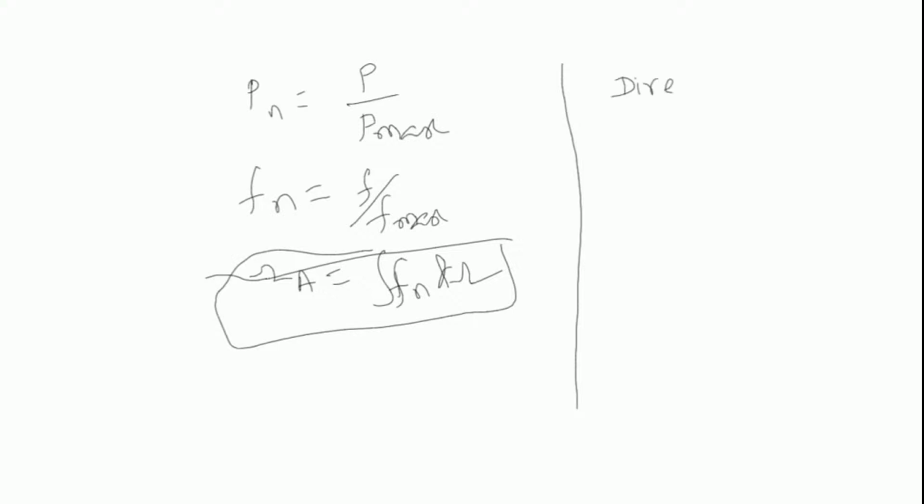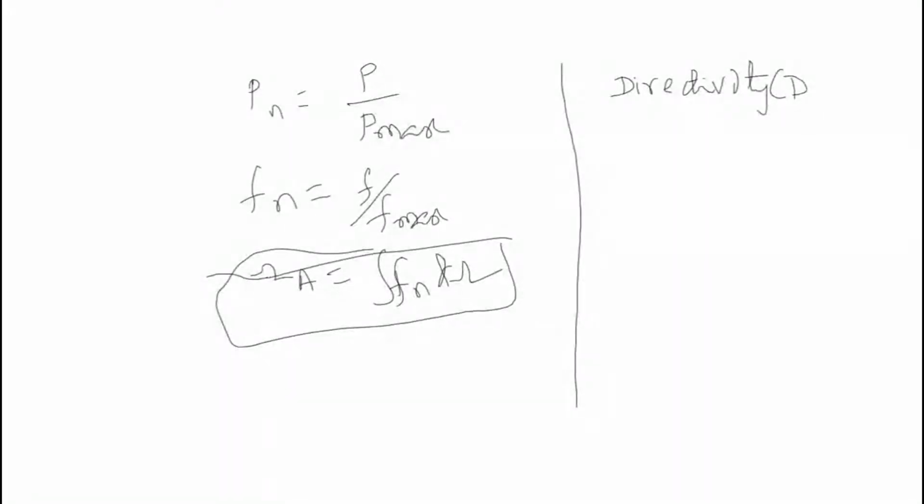Directivity of the antenna. It is represented by D. So now here we can write this D definition is nothing but what?